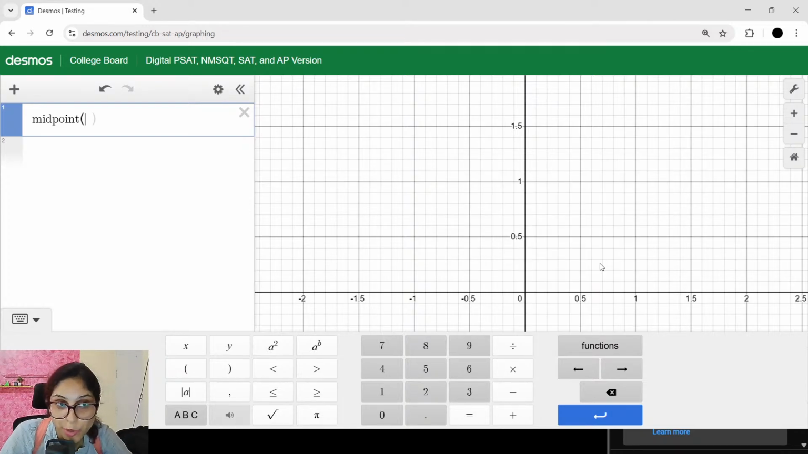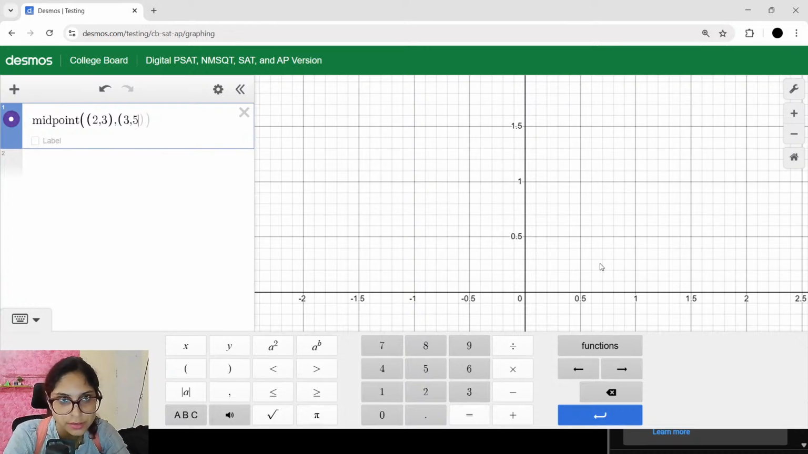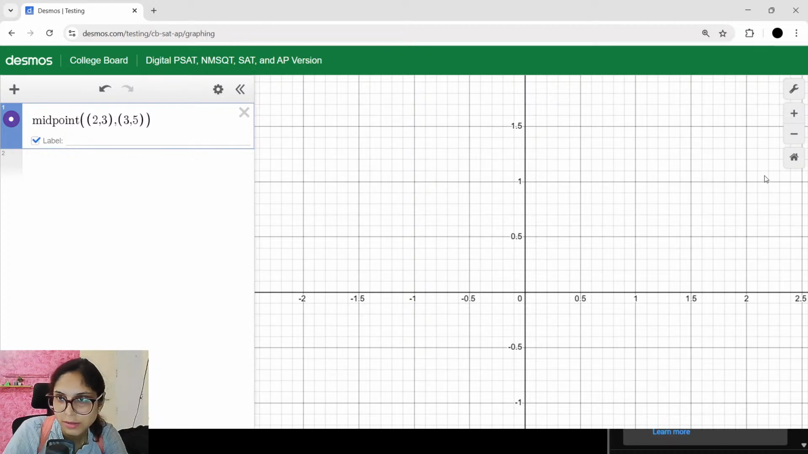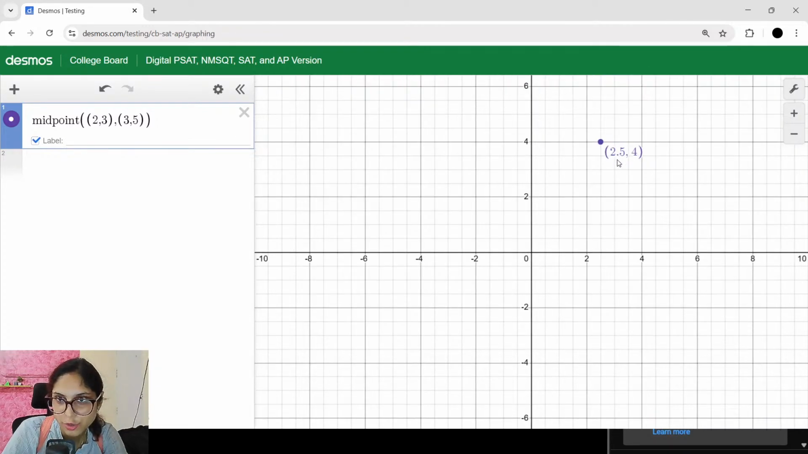One thing, if you forget the midpoint formula, you just have to write the 2 points. This is the first point, comma, write the second point. Label it, press home if you can't see it. 2.5 comma 4 is your midpoint. All right. So you can just write midpoint, and in parentheses, write the first point, comma, the second point, and you will get your midpoint. Of course, if you remember the formula, you can do it, but you can do it like this.